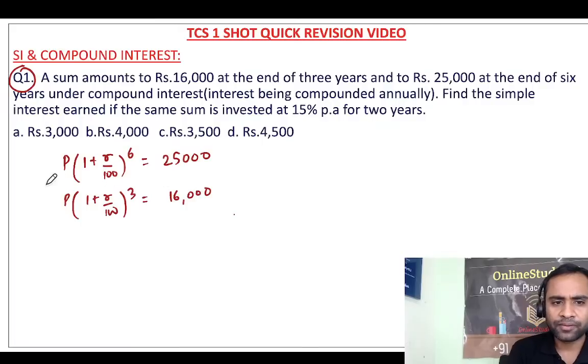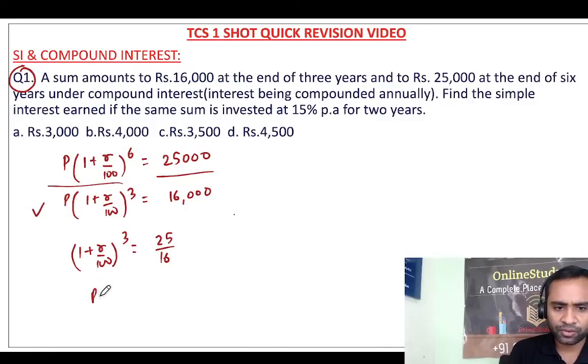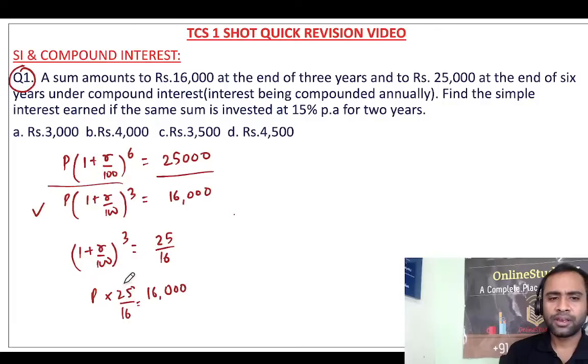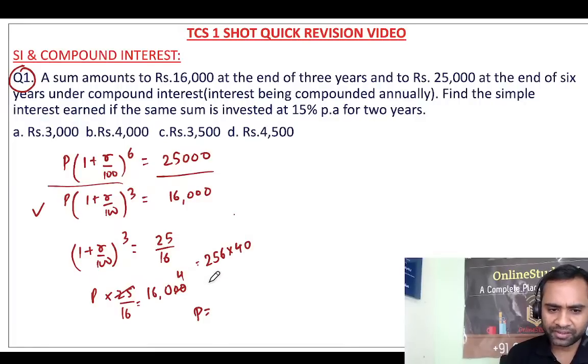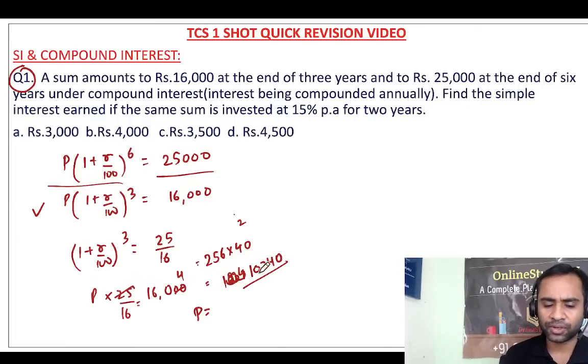So what we will do, we will just divide it. So (1 + R/100) to the power 3 will be equal to 25 by 16. Now put in this equation. So P into 25 by 16 is equal to 16,000. Fine. Now can you tell me what will be the principal from here? So 16,000 divided by 25 into 16, this will become 256 into 40. 256 into 40 will be 10240, right? So this is nothing but my principal.